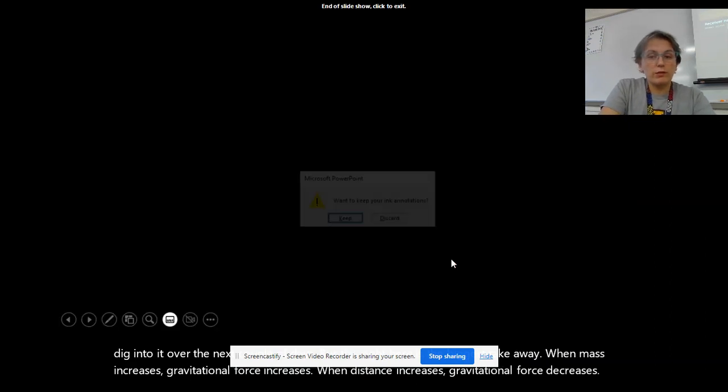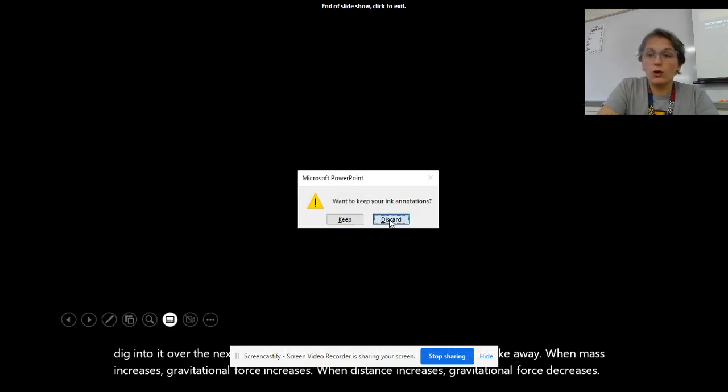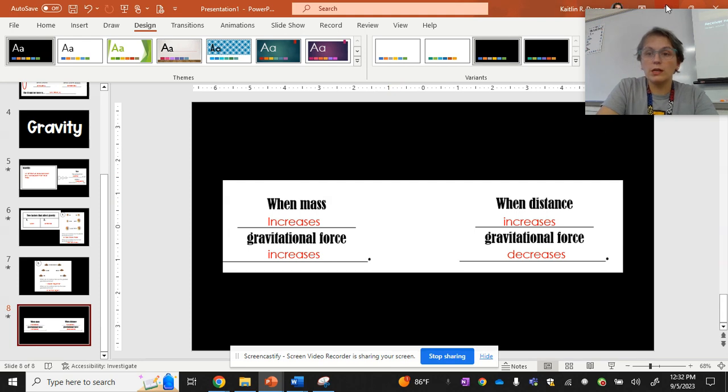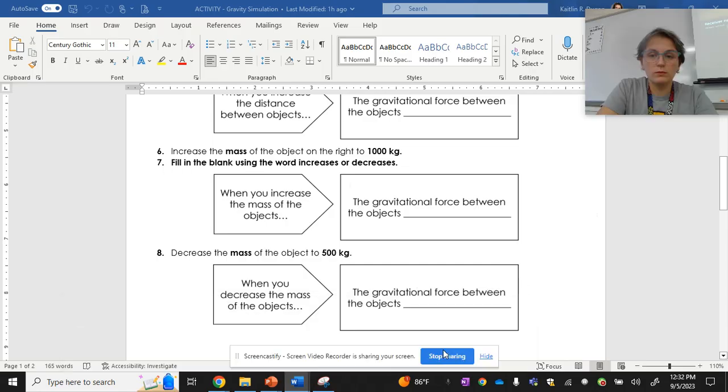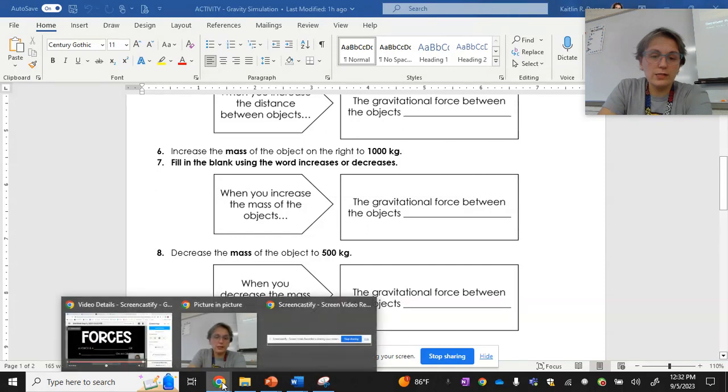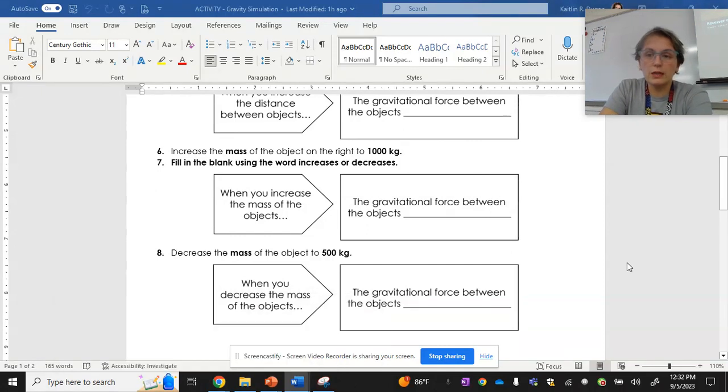All right, so that's it for all of our notes. Now I'm going to explain about this right here. What you're going to do is go into Schoology, and Schoology is going to show you a gravitational simulation. This gravity simulation is going to really help you understand how gravity works, and how mass and distance impact gravity.